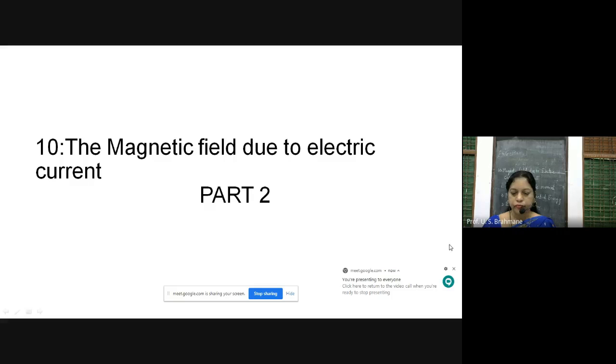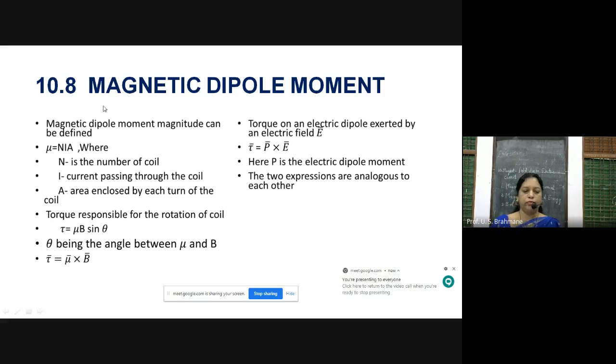So children, the topic which I'm going to take is magnetic dipole moment. We have seen for electric field, electric dipole moment last year. Now, what is magnetic dipole moment? The magnitude can be defined as mu is equal to NIA, where N is the number of turns of the coil, I is the current passing through the coil, A is the area enclosed by each turn of the coil, and the torque responsible for the rotation of the coil, tau equal to mu B sin theta, theta being the angle between mu and B.